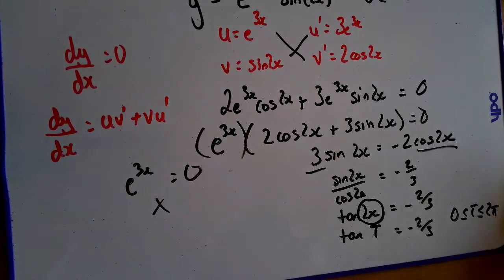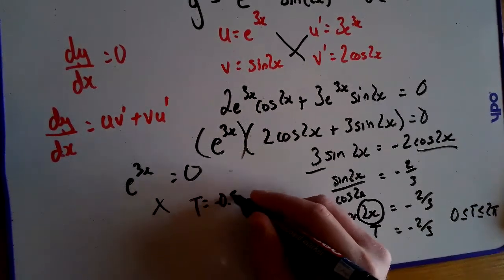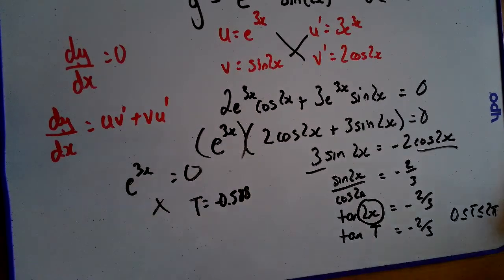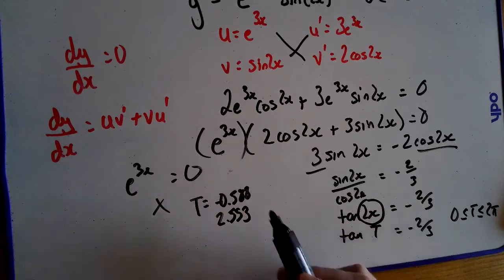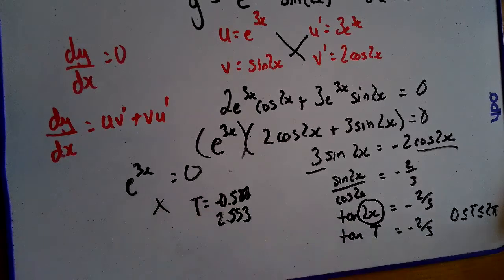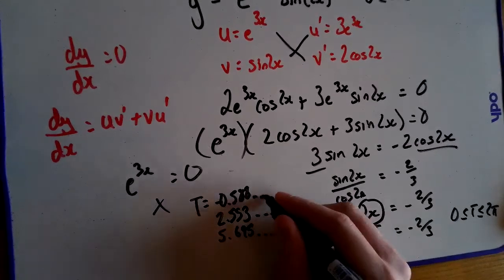Do tan minus 1 of minus 2/3, and we get minus 0.588. And since it's tan, we can do pi plus the answer. So pi plus the answer gives us 2.553. And this one's not in the range, so I can add 2 pi to that and get 5.695. And that one does work.